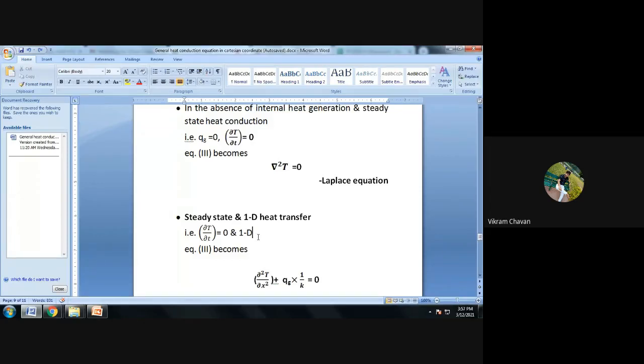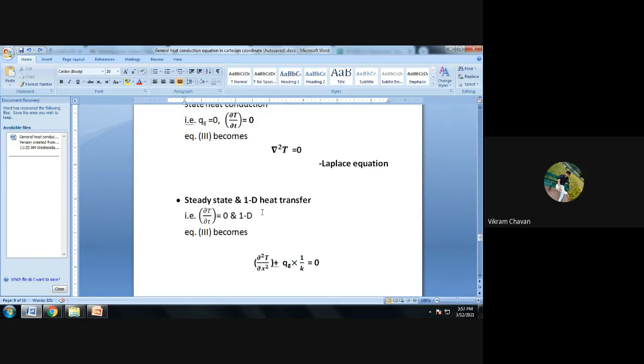Consider any dimension. If you want to consider 1D with heat flowing in the x direction, in that case only the x coordinate we have to consider. If heat is flowing in the y direction, only the y coordinate or y-axis we have to consider. And if the heat is flowing in the z direction, then only the z coordinate we have to consider. So equation 3 becomes only one-dimensional.